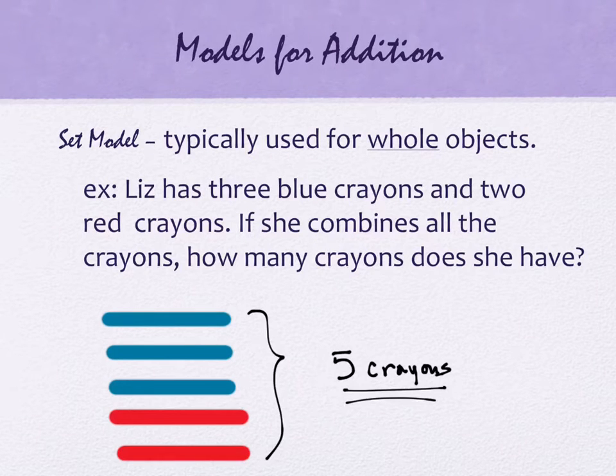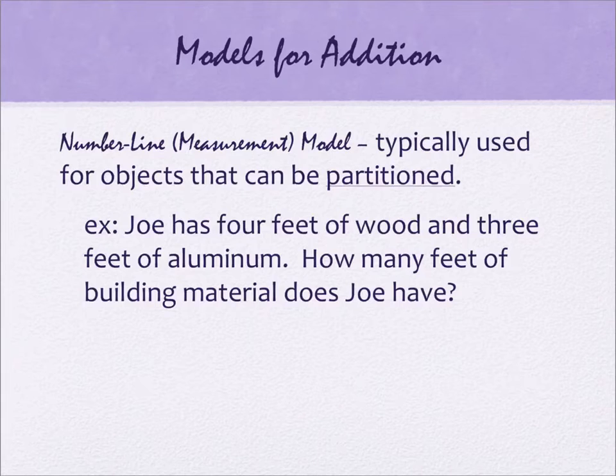Not everything, however, even if they are whole numbers, is thought of as whole objects all the time. So we do have another model called the number line or the measurement model. Those words are used interchangeably. And it's typically used for objects that can be partitioned. Okay, we're still working with whole numbers here. But while we don't usually say half a crayon, unless they actually broke the crayon in half, that might be a situation where you might. That's not usually what we say when we think about crayons. We think about some objects very much that way.